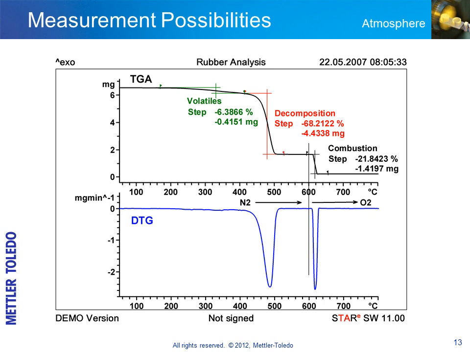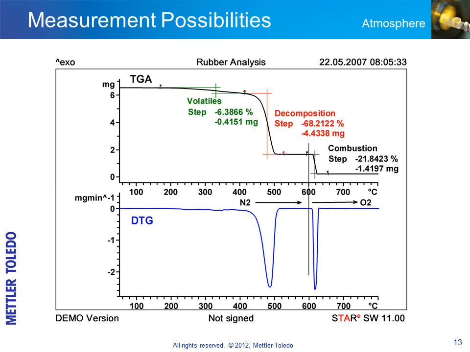Inorganic components remain behind as a residue at 800 degrees. Evaluation of the TGA curve gave the following sample composition: 6.4% plasticizer, 68.2% polymer, and 21.8% carbon black, and a residue, mainly zinc oxide, of 3.6%.